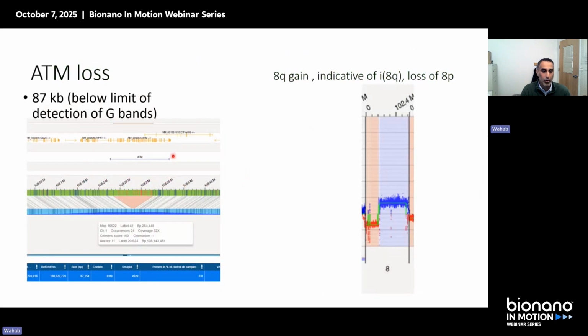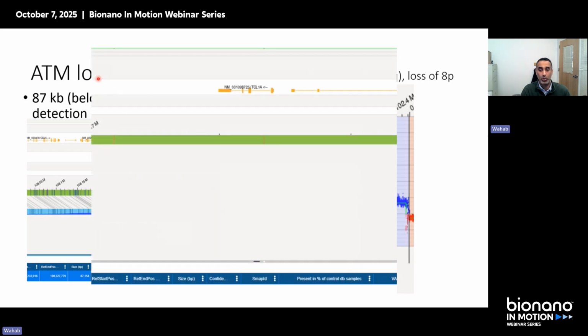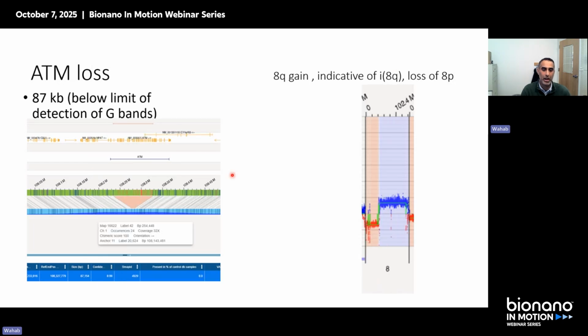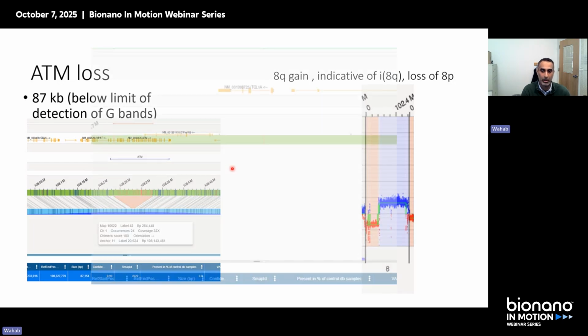There was a focal loss of ATM that was below the limit of G bands, and that's an important marker in this T-PLL, T-prolymphocytic leukemia. We were also very interested in knowing if there was a rearrangement in the TCL1A locus at chromosome 14q32, and that did not have the recurrent translocation that's often found in this. It is one of the major criteria, but we were meeting some of the minor criteria for this particular case.